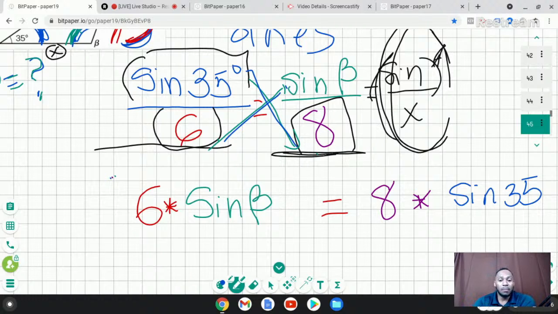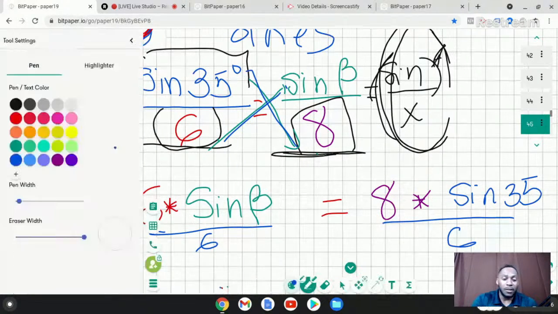We didn't do anything magical. All we did is cross multiply. So what we can do here to find the sine of beta is divide both sides of this equation by 6, correct? So how do we do that? We divide this side by 6, and also we divide this side by 6.